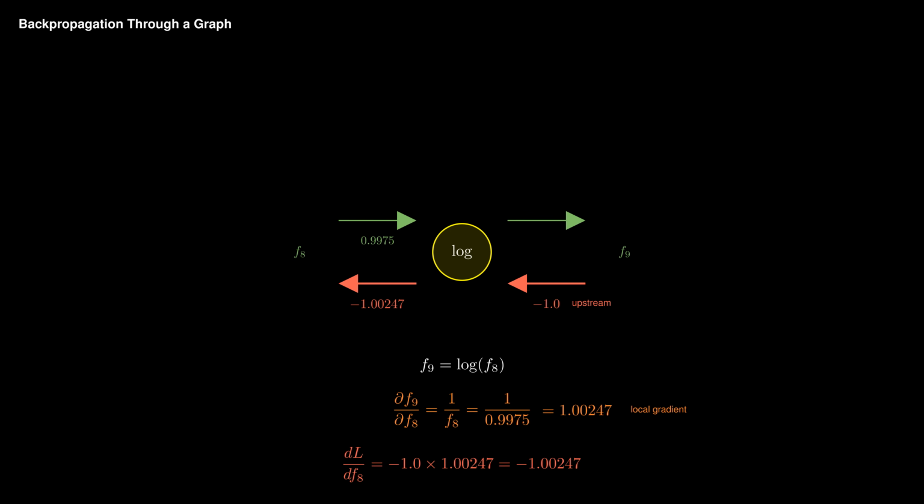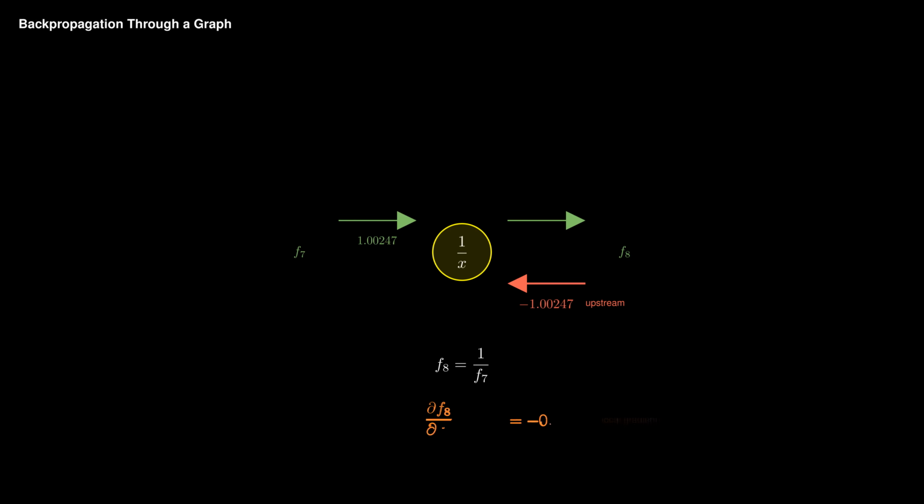Next is the reciprocal node. F8 equals 1 over F7. The upstream gradient is -1/247. The local gradient is the derivative of 1 over F7, which is -1 over F7 squared. F7 was 1/247, so the local gradient is about -0.9951. Multiply -1/247 times -0.9951 equals 0.9975. So dL/dF7 equals 0.9975. Notice the two negatives cancelled out.